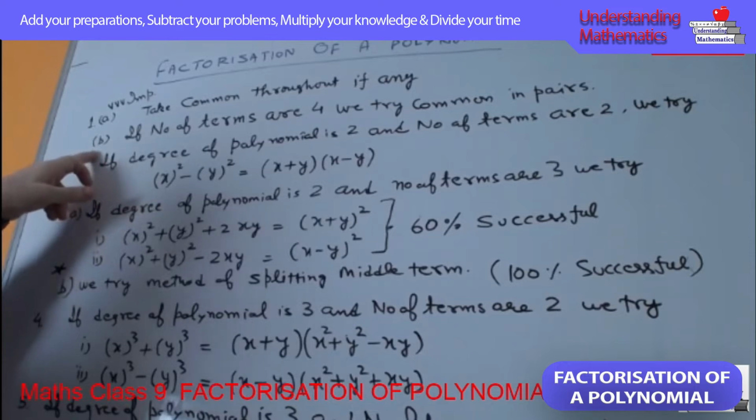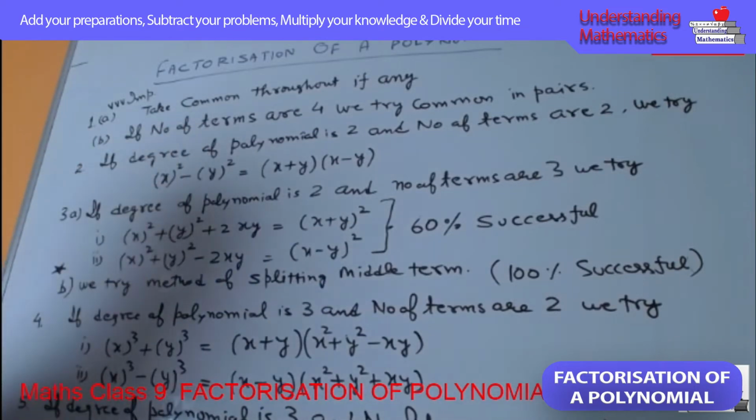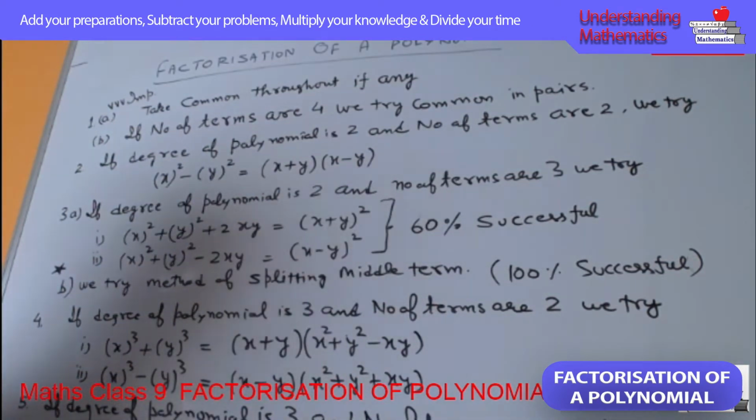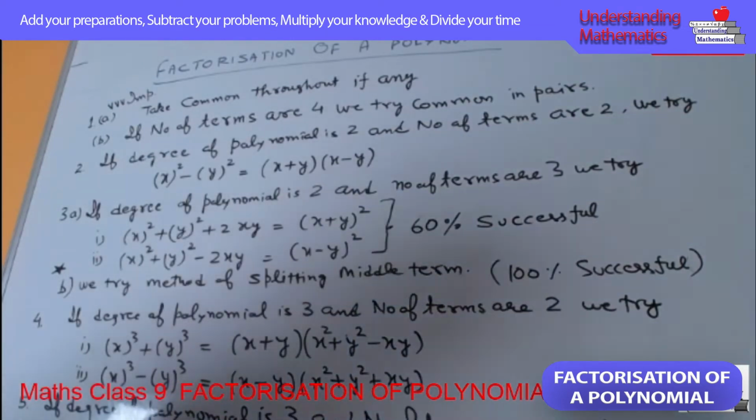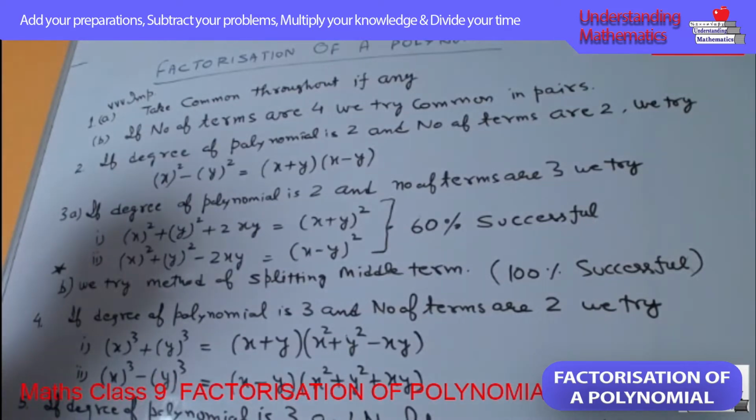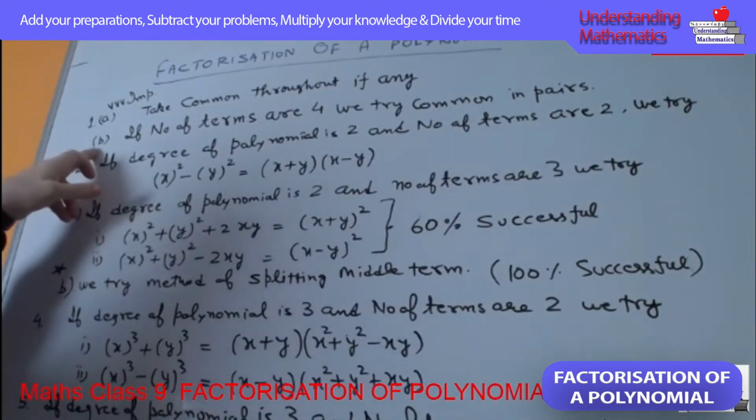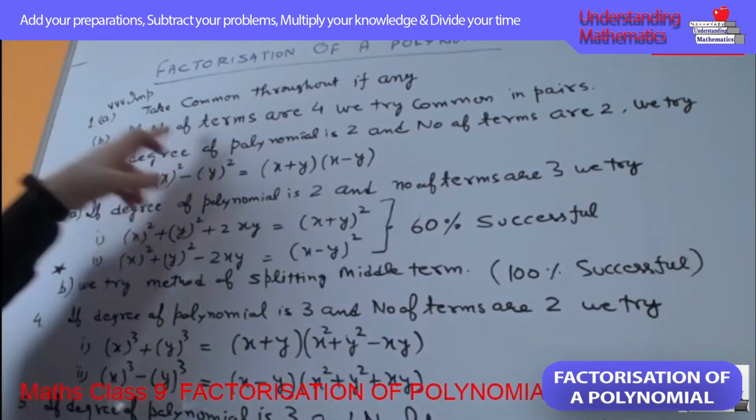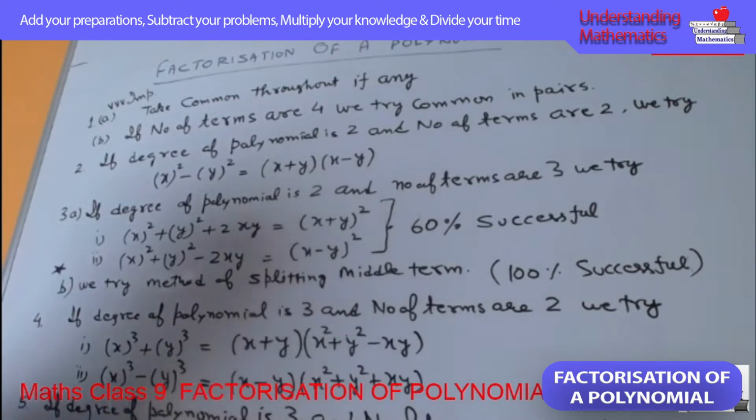Specifically, step 1, part B: if the number of terms is 4, we try common in pairs. It is something like the method of splitting the middle term. When we split the middle term of a degree 2 polynomial having 3 terms, we make it 4 terms, and then we take common in pairs. So the same, if the polynomial is originally of 4 terms, we think of taking common in pairs, and it works. Sometimes when nothing works, it works.